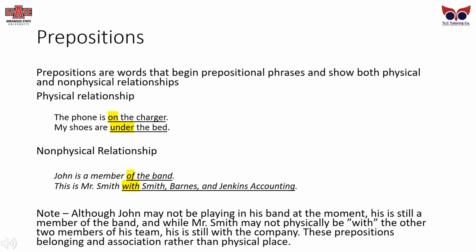You'll note in the second set of examples the relationships are not physical. For example, John is a member of the band. This is Mr. Smith, with Smith, Barnes, and Jenkins accounting. Although John may not be playing in his band at the moment, he is still a member of the band, and while Mr. Smith may not physically be with the other two members of his accounting team, he is still with the company. These prepositions show belonging and association rather than physical relationship.